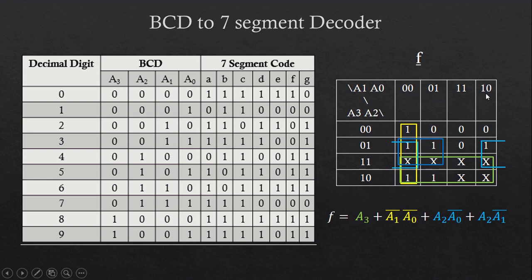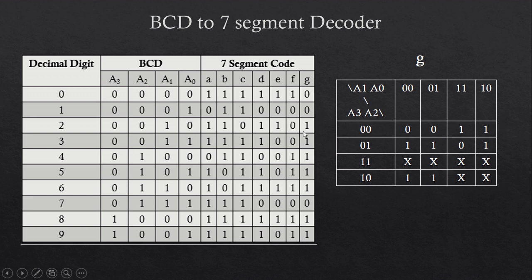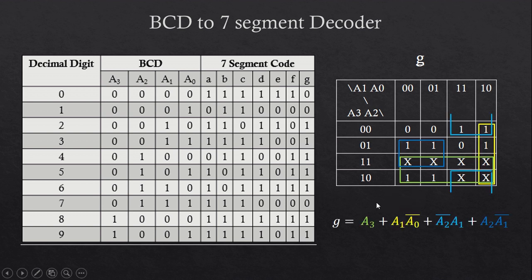For G, we have 0011, 1110, 11. We perform this grouping and obtain the expression G equals A3 or A1 A0 bar or A2 bar A1 or A2 A1 bar.